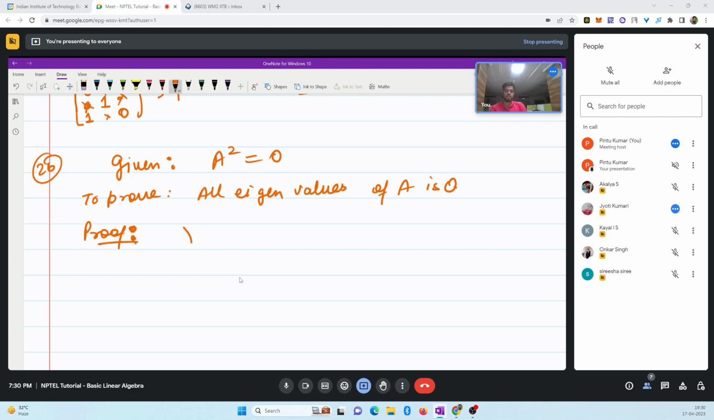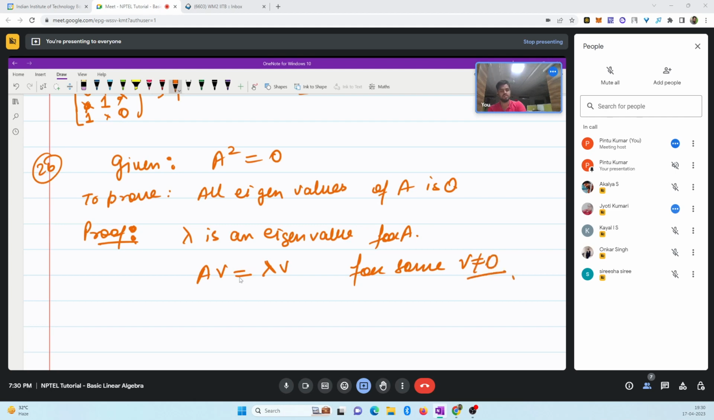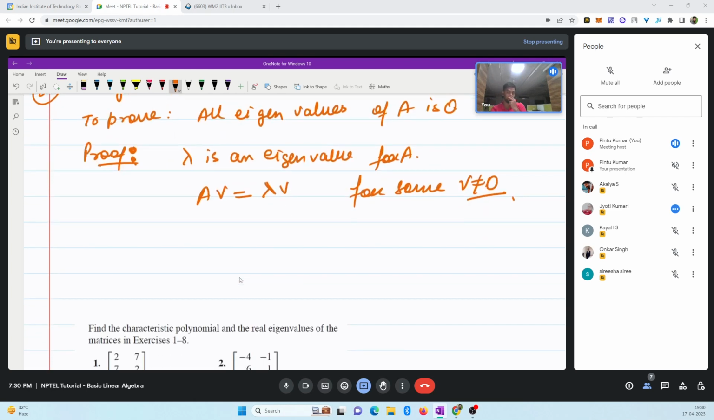Let's say lambda is an eigenvalue for A. So if lambda is my eigenvalue for A, then what relation does this satisfy? That A times V is equal to lambda times V for some V which is not equal to 0. This is my definition of an eigenvalue.